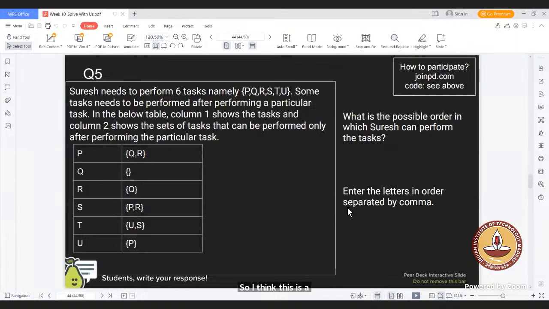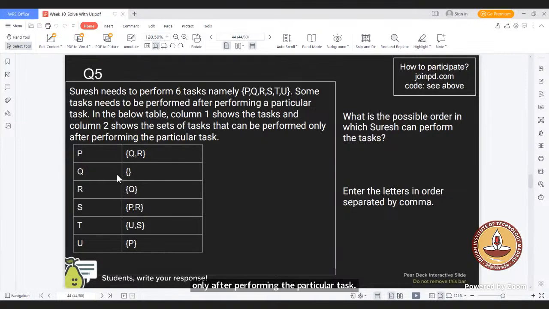Yes, sir. So Suresh needs to perform 6 tasks, namely P, Q, R, S, T, U. Some tasks need to be performed after performing a particular task. The below table shows column 1 shows the task and column 2 shows the set of tasks that can be performed only after performing the particular task.